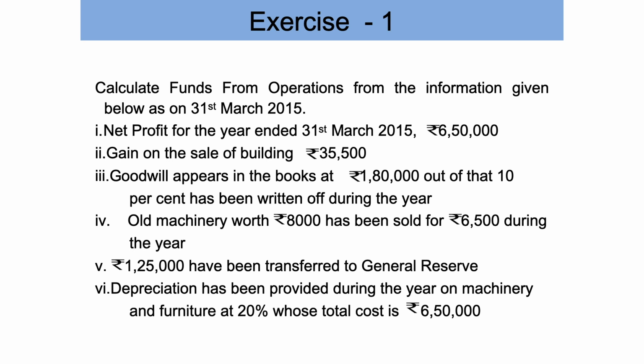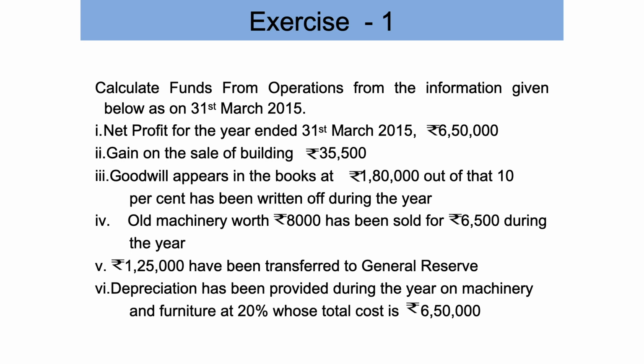Gain on the sale of a building, it's a non-operating income. Goodwill appears in the books at rupees 1,80,000. Out of that, 10% has been written off during the year. 10% on 1,80,000, that is 18,000 fictitious assets written off. That is also to be posted in the debit side of adjusted profit and loss account.